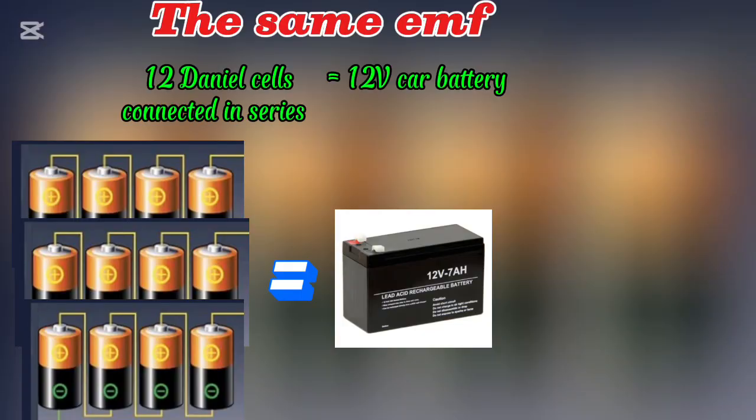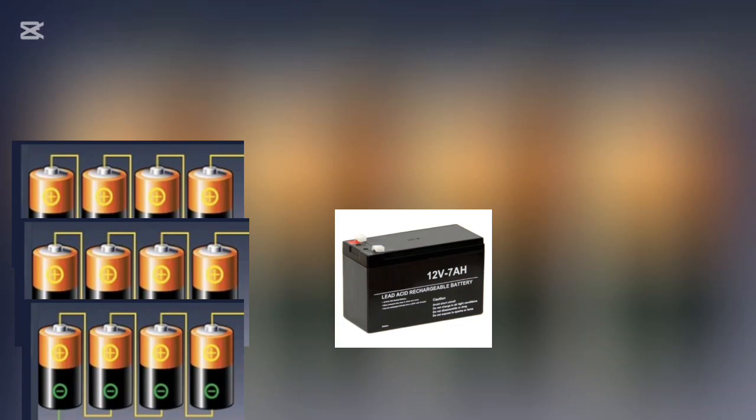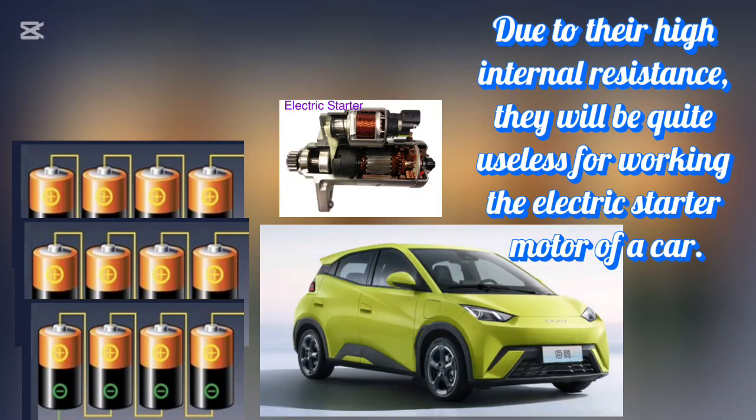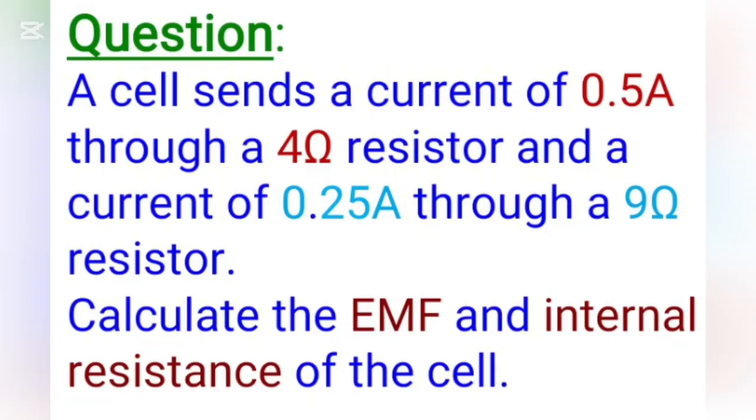12 Daniell cells connected in series have the same EMF as a 12-volt car battery. However, due to their high internal resistance, they will be quite useless for working the electric starter motor of a car. Question. A cell supplies a current of 0.5 ampere through a 4 ohm resistor and a current of 0.25 ampere through a 9 ohm resistor. Calculate the EMF and internal resistance of the cell.